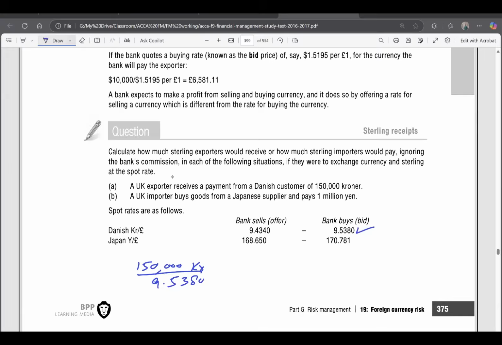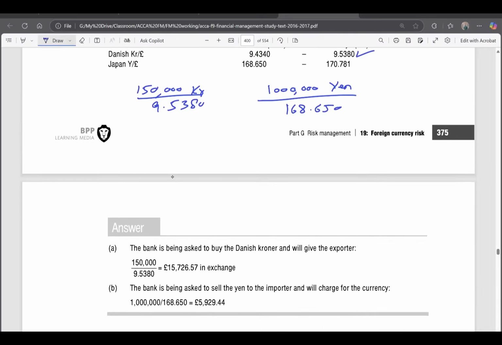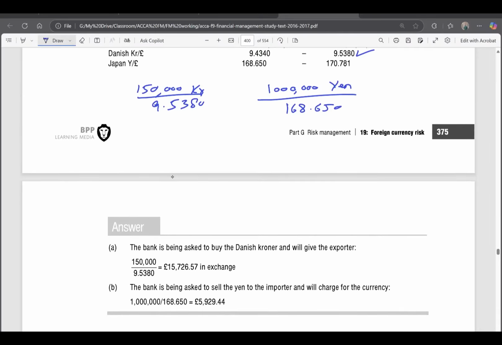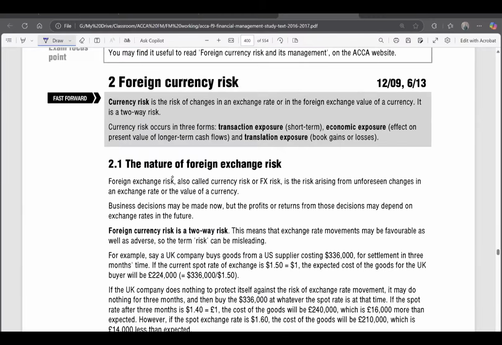And in the second case, we have the import. So we have to make a payment. Again, we have a division case. So 1 million yen we have to divide. So we have to increase the payment. So we will divide with a lower rate so that our payment will increase. So see, this is the answer. Okay, which rate do we use in the first case? The same rate. And which rate do we use in the second case? The same rate. So you need to practice this, right? Let's do one more question.